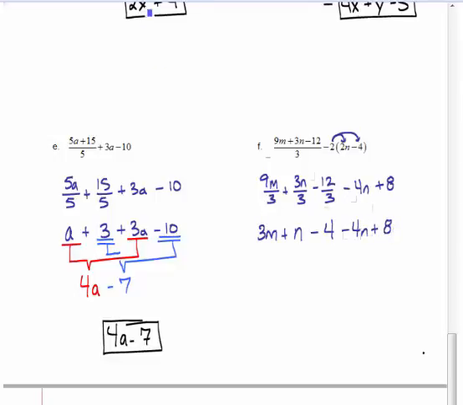So the last step here now is to look for like terms. Let's start with the m's. Alright, so there are no other m's, so I'm just going to bring 3m straight down all by itself. Okay, then I have 1n and negative 4n, so those are like terms, so a positive 1 and negative 4. That would be minus 3n. And then finally I have constants, negative 4 and positive 8. So negative 4 and positive 8, as I add those two together, that would be positive 4. So plus 4, that is combining like terms. And so the final answer on this one, 3m minus 3n plus 4.